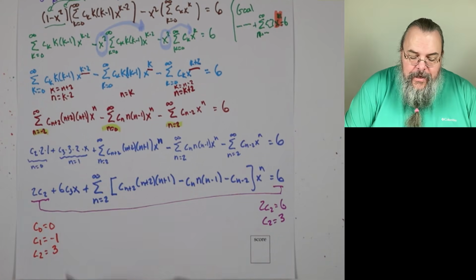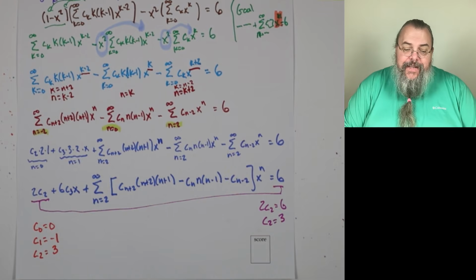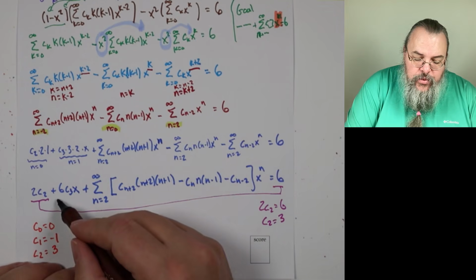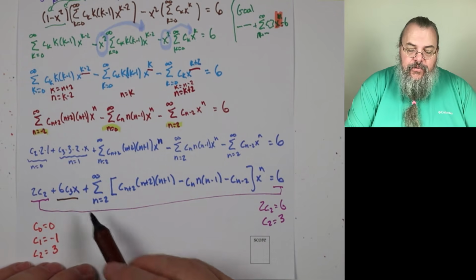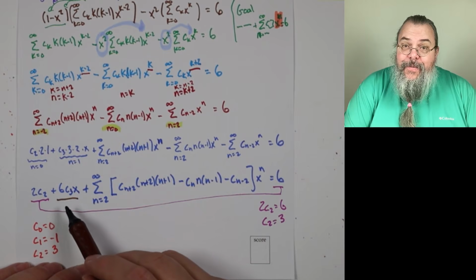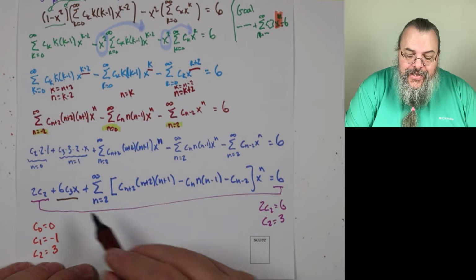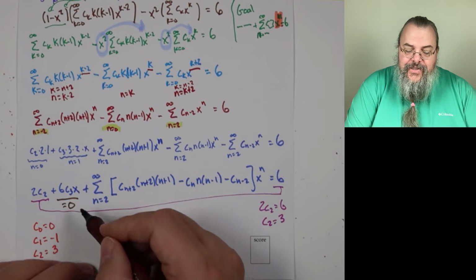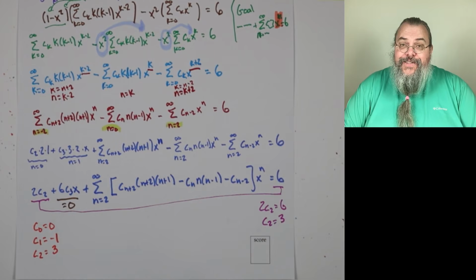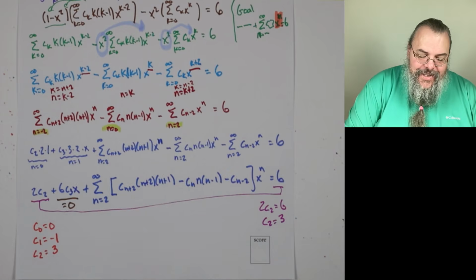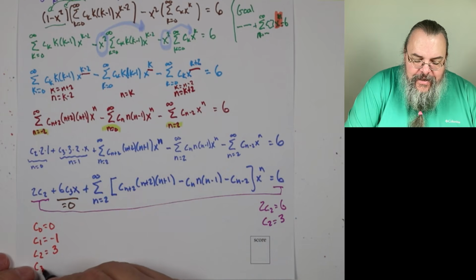Now, you say, okay, let's match again. I like this matching game. 6c3x, that's the x term on the left-hand side. What's the x term on the right-hand side? 0. So 6c3 has to equal 0. What does that tell us about c3? c3 is 0.